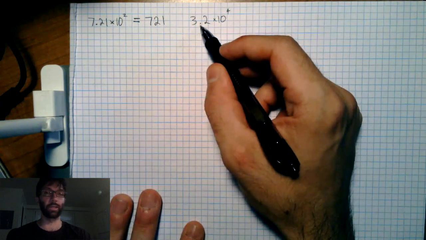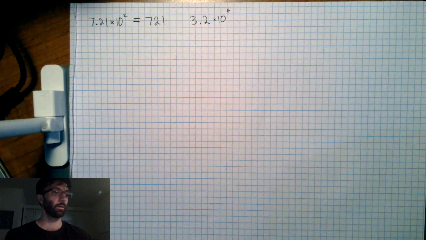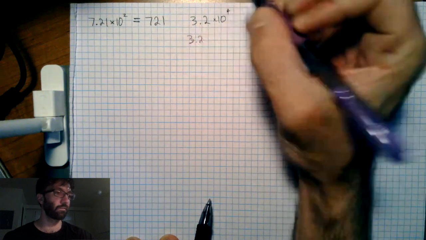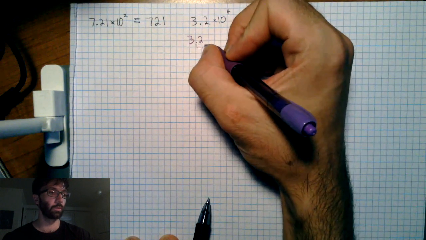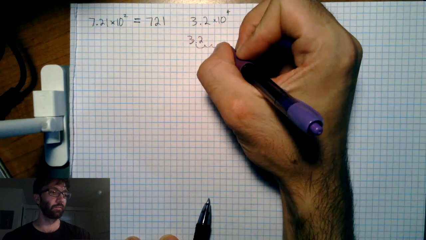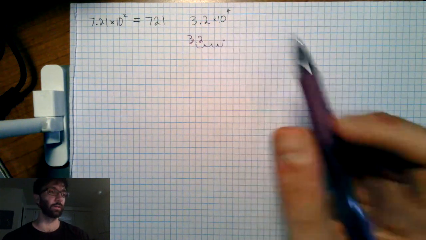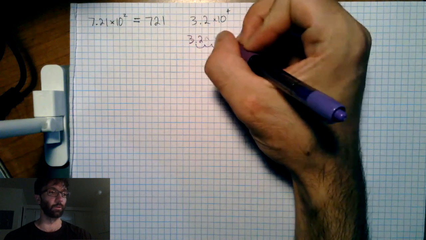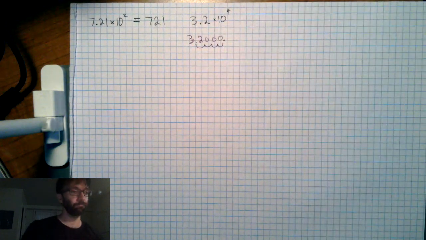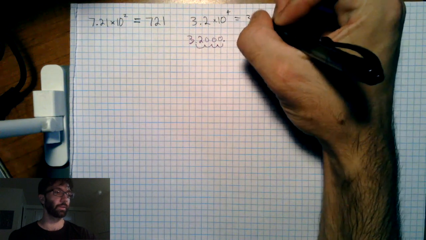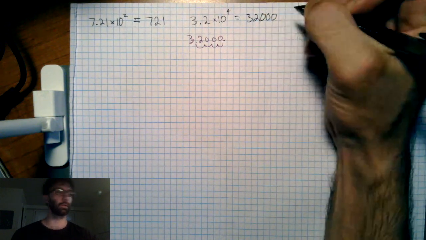And so we're going to take this decimal and we're actually going to move it over 4 times. So 1, 2, 3, 4. So now notice how we have some empty spaces here, and so we're just going to go ahead and fill them in with zeros. And so this number equals 32,000 in standard form.